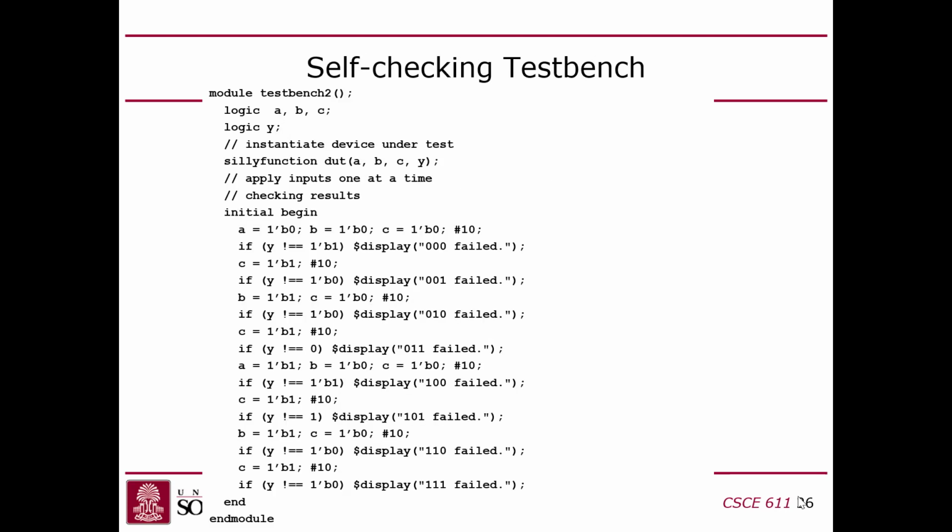Okay, over here I do the same thing, but now I have an if statement after each one of these delays. I have an if where I check y, which is the output of my silly function, to see if it equals what I expect it to equal based on some idealized golden, ground truth, gold standard, whatever, the way it should be behaving, right? And if it doesn't match, then I print a message saying that test case failed, right? So the whole idea is comparing what you get versus what you expect to get.